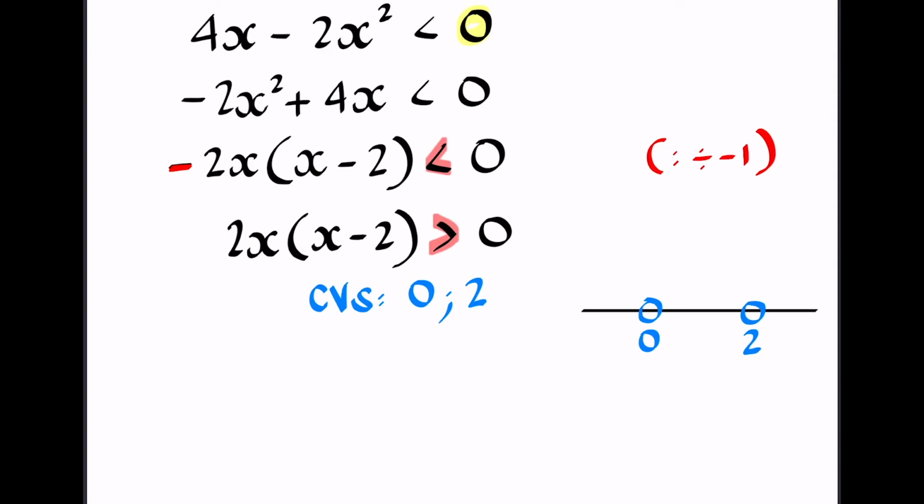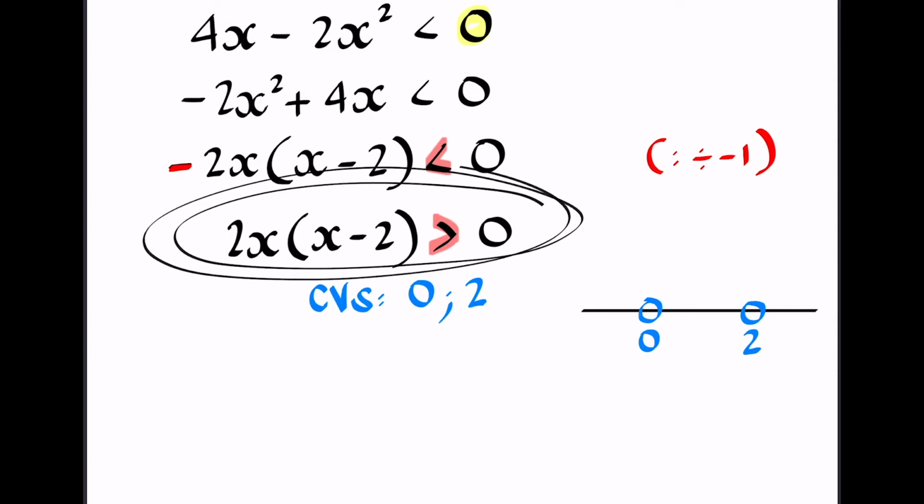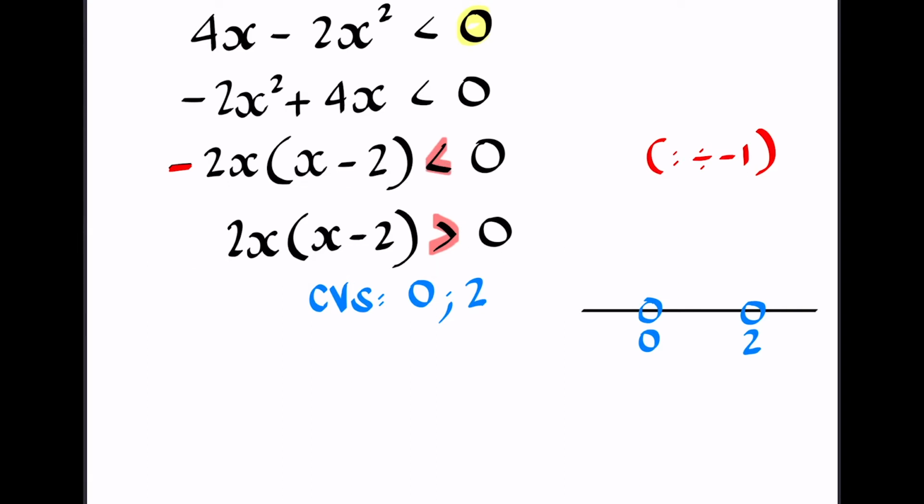Now I'm going to draw my parabola, or my quadratic function, and I need to know, is it a happy face or a sad face? If I take that 2x and multiply it back into that bracket, I'd have a positive 2x squared, which would give me a smiley face parabola. All right, there's my smiley face.